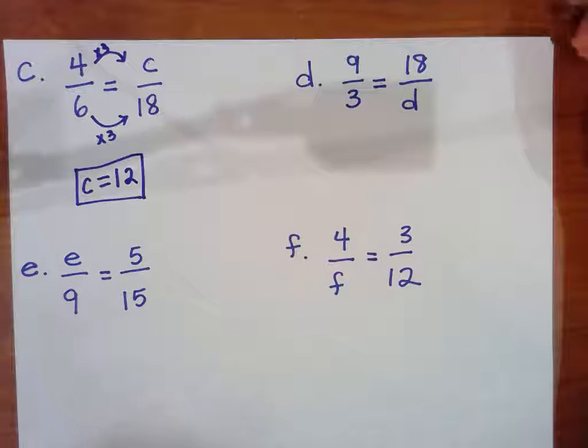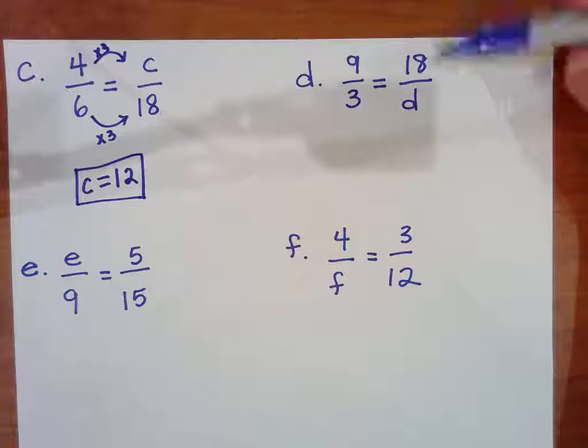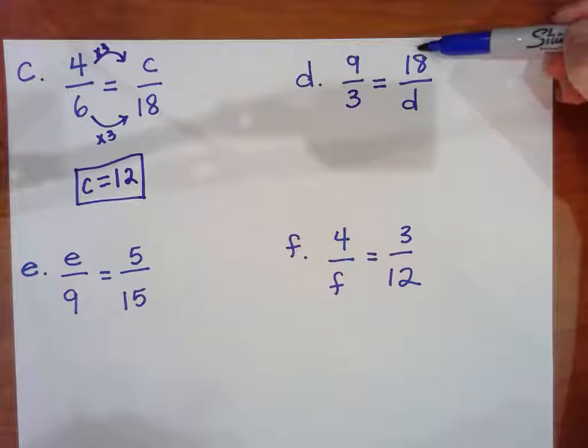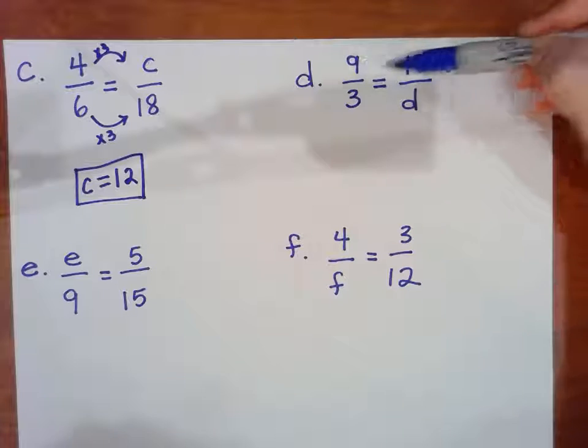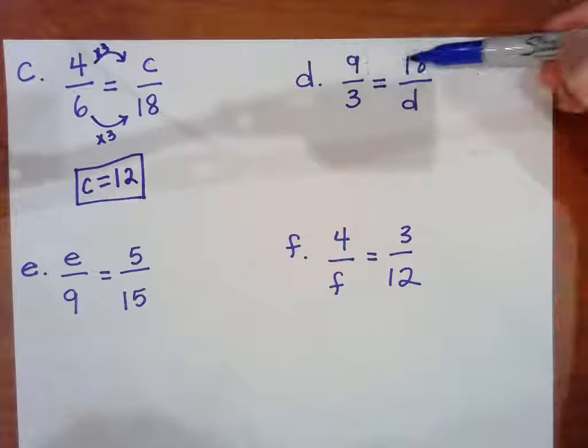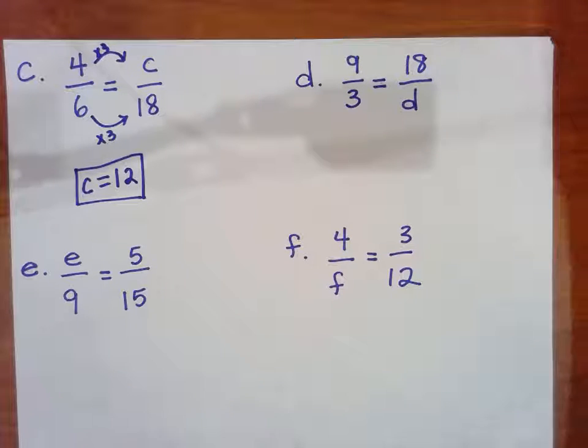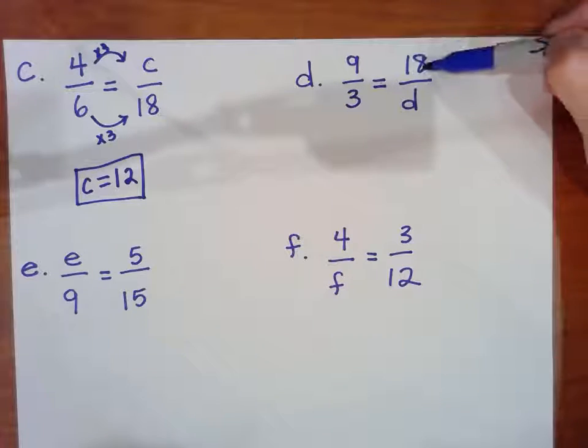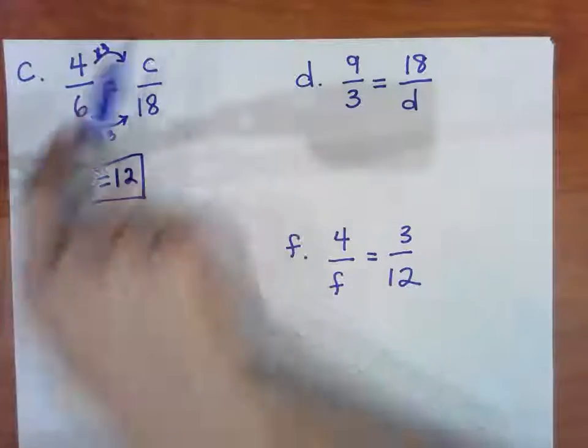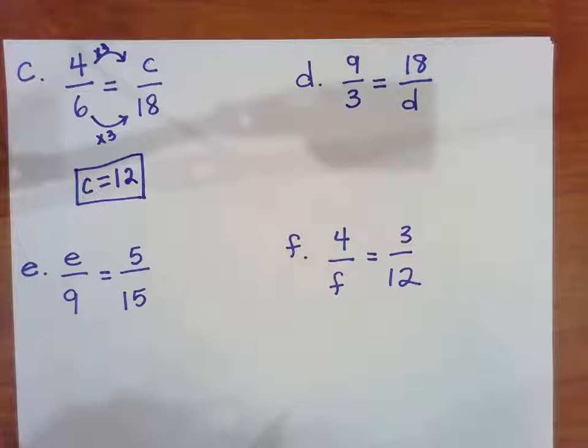D, I'm going to let you solve by yourself. D is the thing I don't know, so let's look at the numerators that I do know. Is there a relationship between 9 and 18? Yes, it's easy to multiply 9 by something and get 18. So you can solve D in a similar way to how we solved C. But I'll let you do that on your whiteboards.